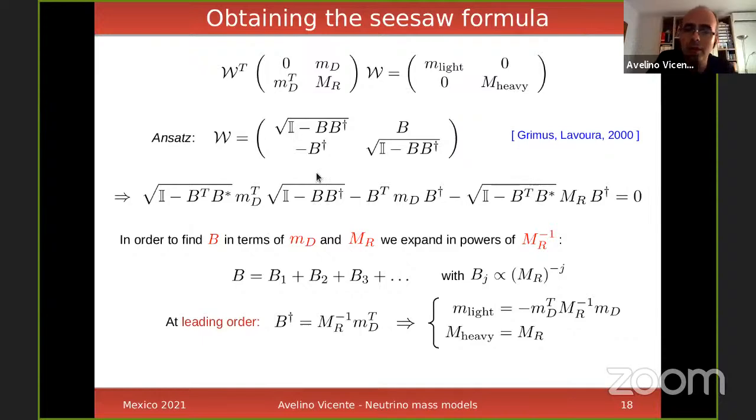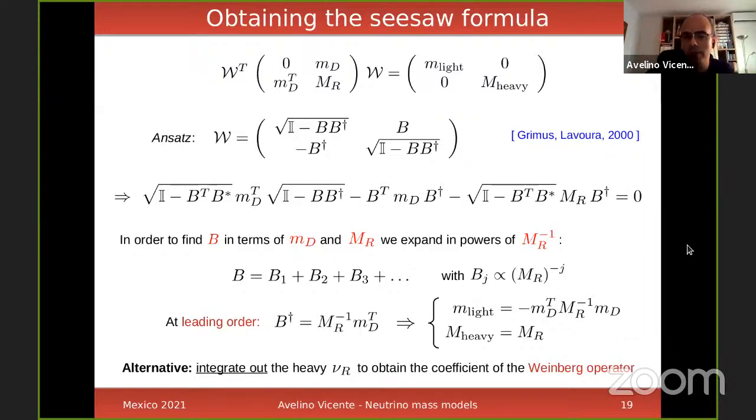And when you have the solution, you can put it back here in the original expression and find what is the result for M light. And you get this expression, which is the seesaw formula. So this is the way you can prove the seesaw formula from the original expression of the mass matrix. So now if anyone asks you how to get this formula, you know how to answer. And actually you also know how to find corrections to this formula, because now I can solve not to leading order, but to next to leading order, to second order in 1 over MR, and you will get this expression plus the correction at the next order, which is very small, but you can calculate if you want.